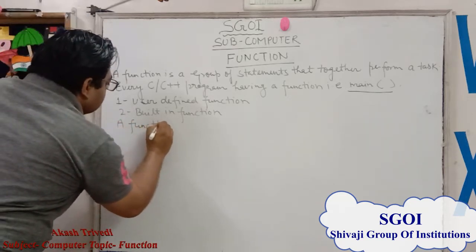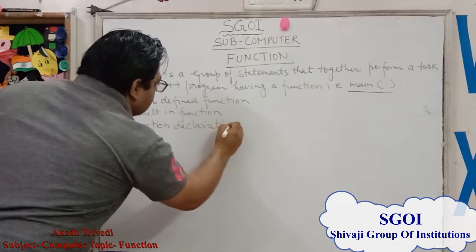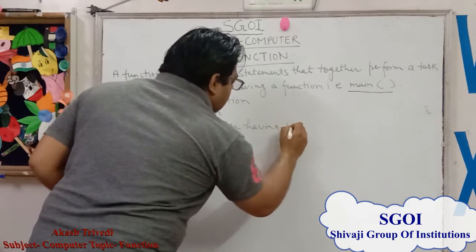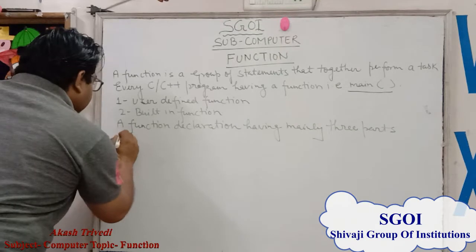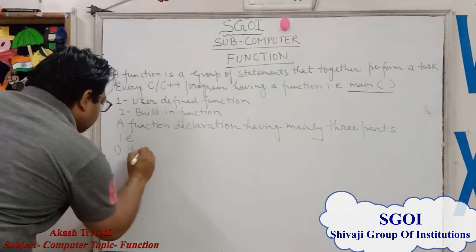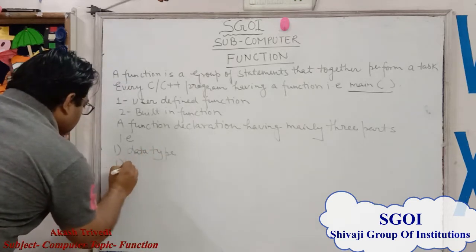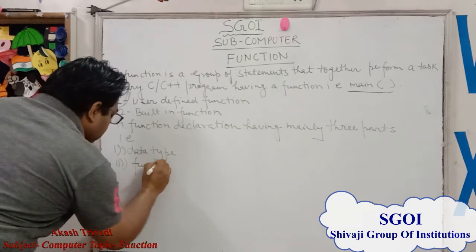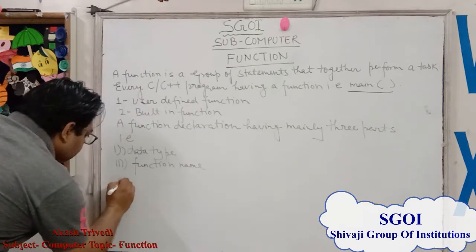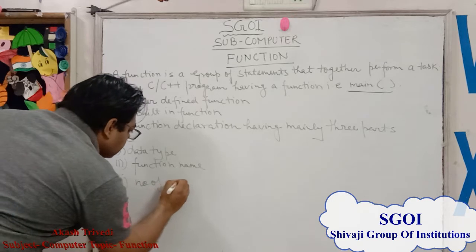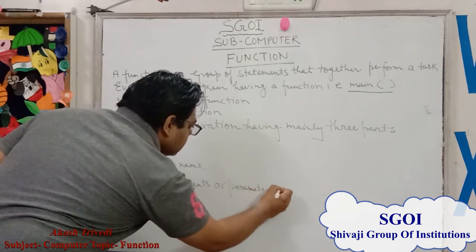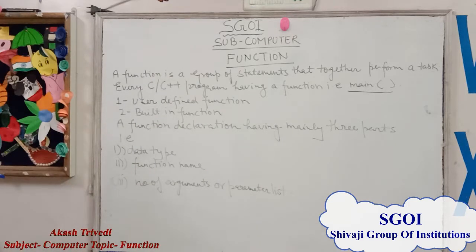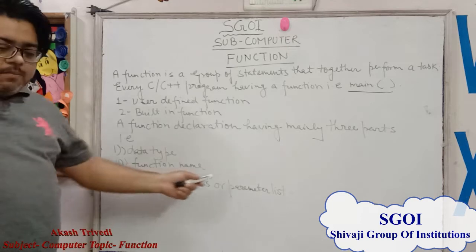A function declaration has mainly three parts, that is data type, function name, and number of arguments or parameter list. A function declaration has mainly three parts, that is data type, function name, and number of arguments or parameter list.